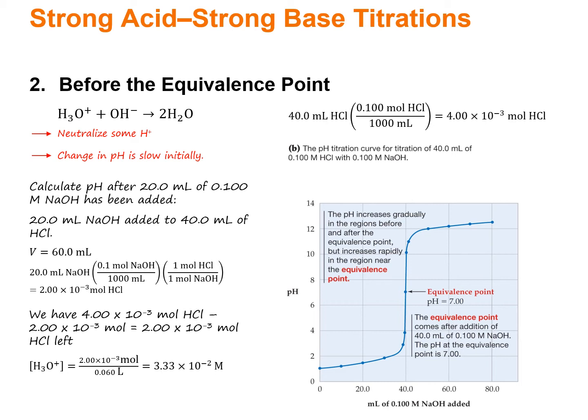So the hydronium ion concentration for this is going to be 2 times 10 to the minus 3 moles divided by the 0.06 liters, or 60 milliliters, of volume that we have. That's going to leave me with a concentration of 3.33 times 10 to the minus 2 molar. If we want to calculate the pH, it's just the minus log of that concentration, and so it leaves me at a value of 1.48. So that is how we get the pH before the equivalence point with a strong acid and strong base. Just look at how much hydroxide we've added, see how much HCl we've neutralized, calculate a new concentration, and then figure out the pH.